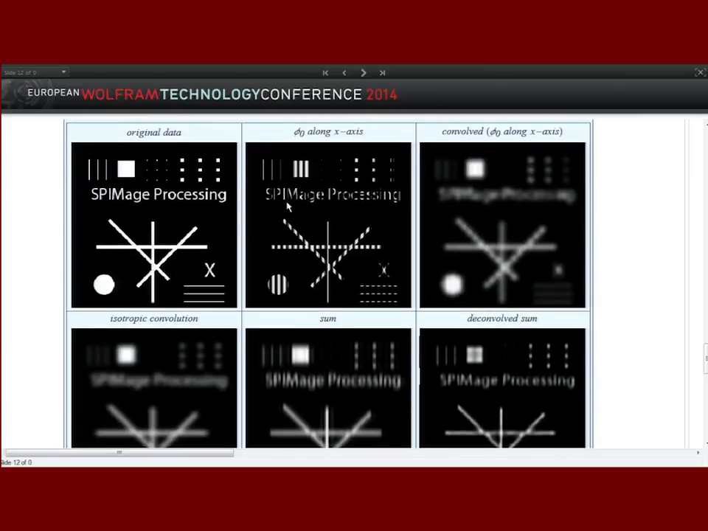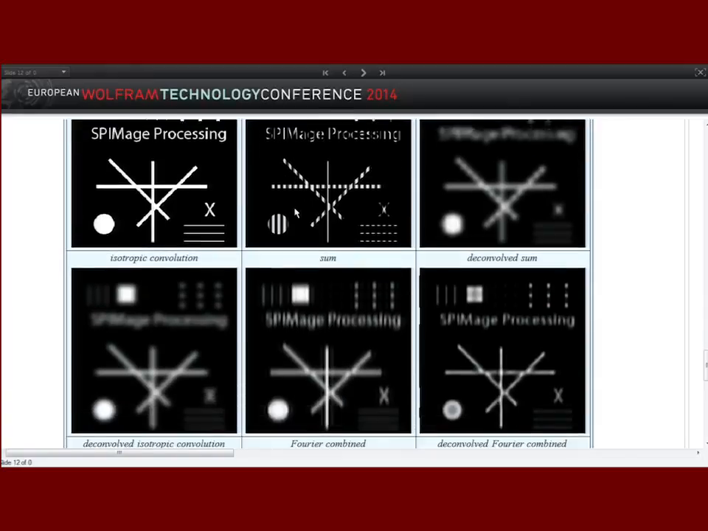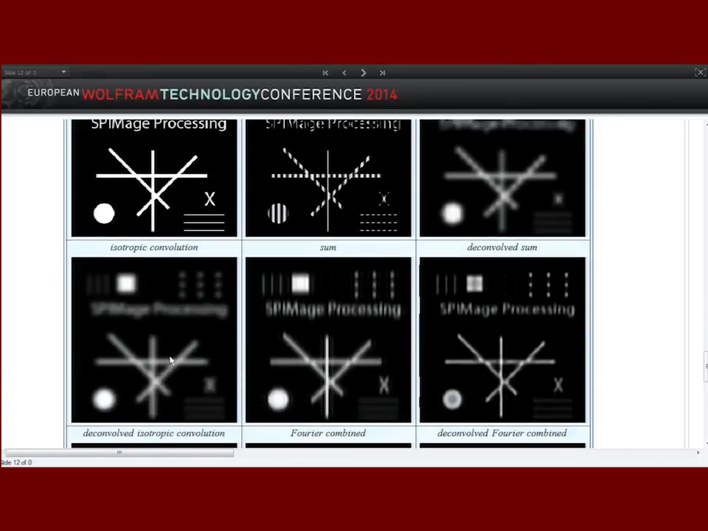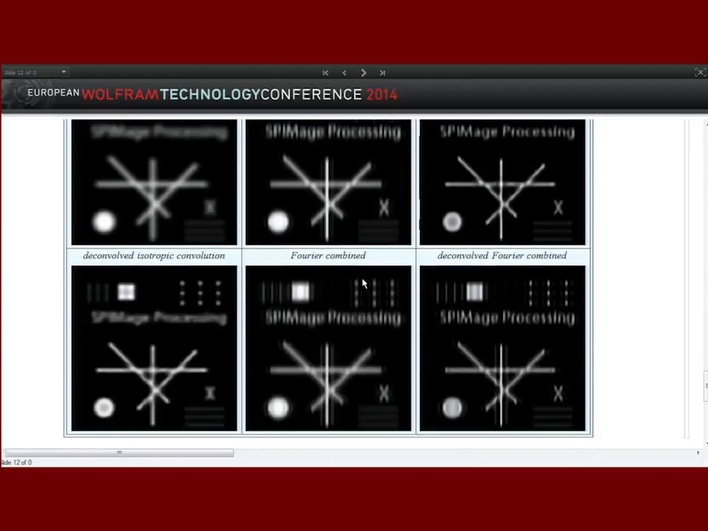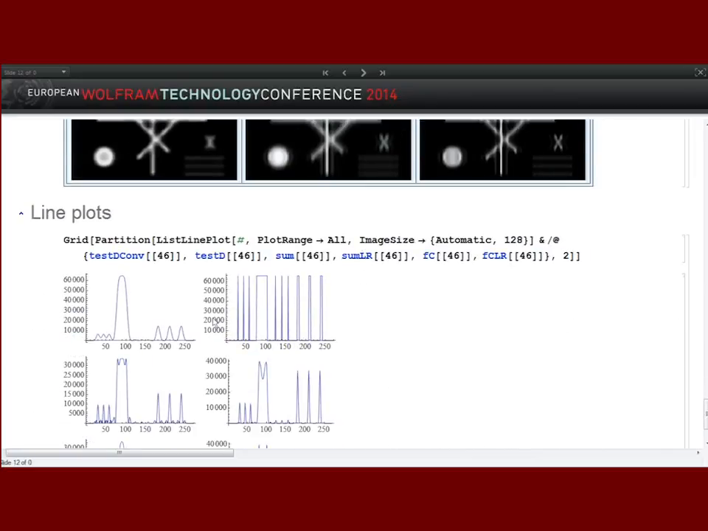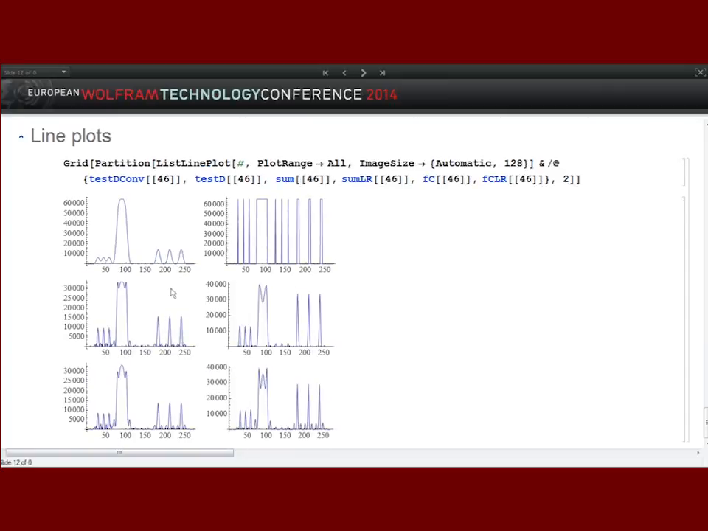So again, we have here our original data. These are just some convolutions. Here's the isotropic convolution, so that is the kind of goal that we would like to get. And here you see the sum of the images, and here you see the deconvolved part, and you can already notice that you can read the text much, much better. And I can also combine it in different manners, but we'll leave this out, and I'm also using line plots to make absolutely sure that it's really quantitative.